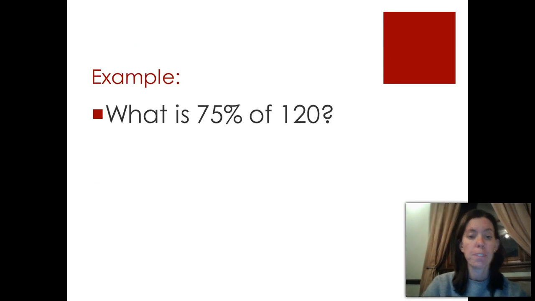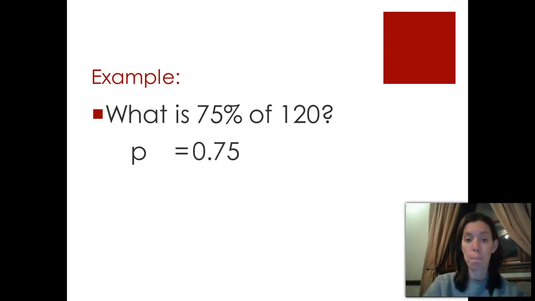For example, if I asked you, what is 75% of 120? When I see the word what, I use a variable. When I see the word is, I use an equal sign. 75%, I'm going to write that in its decimal form. You always want to write the percentage in decimal form because when you multiply, a decimal is something that you can put into your calculator. It's something that you could even multiply out by hand. So instead of 75%, I'm going to write 0.75 because that's the decimal form.